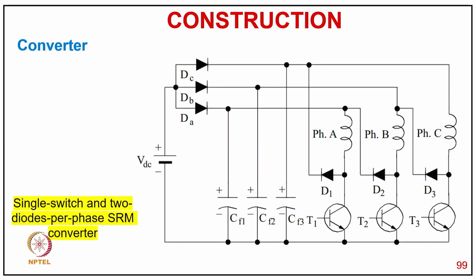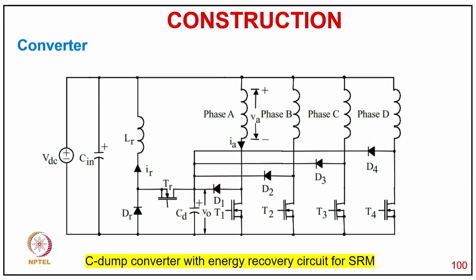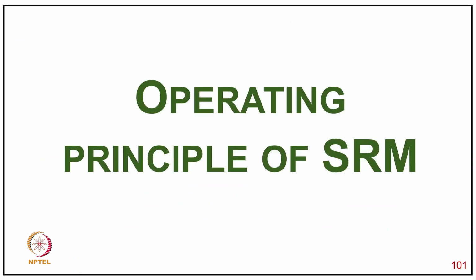Then this is a converter with a single switch and 2 diodes per phase for exciting the different phases. Typically, the capacitor provides the path for the energy, so you can call it C-dump with energy recovery circuit. The energy comes onto the capacitor when you switch off the devices, and if the capacitor voltage is beyond a level, then we switch on the transistor or MOSFET and go back to the source via the inductor and diode. Now coming to the operating principle of the reluctance motor.